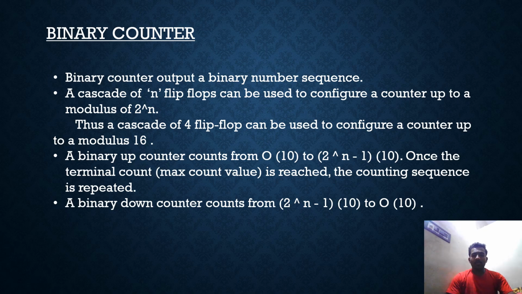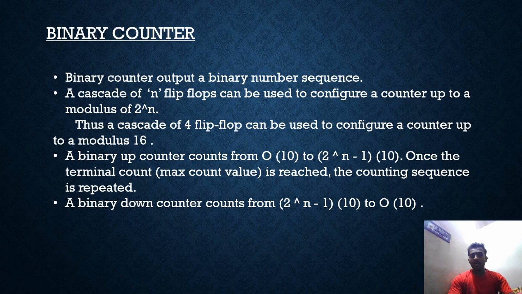A cascade of n flip-flops can be used to configure a counter up to a modulus of 2 to the power of n. Modulus means the total number of states. Thus, a cascade of 4 flip-flops can be used to configure a counter up to a modulus of 16, meaning 4 flip-flops have the capacity to configure modulus 16, since 2 to the power of 4 is 16.